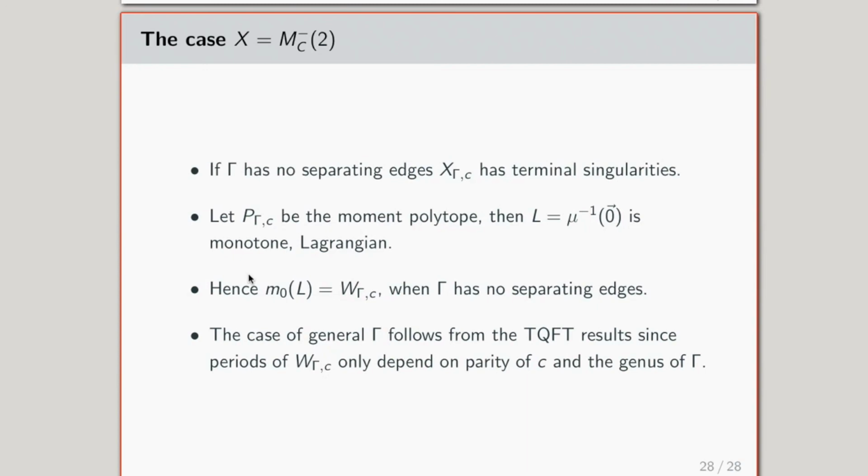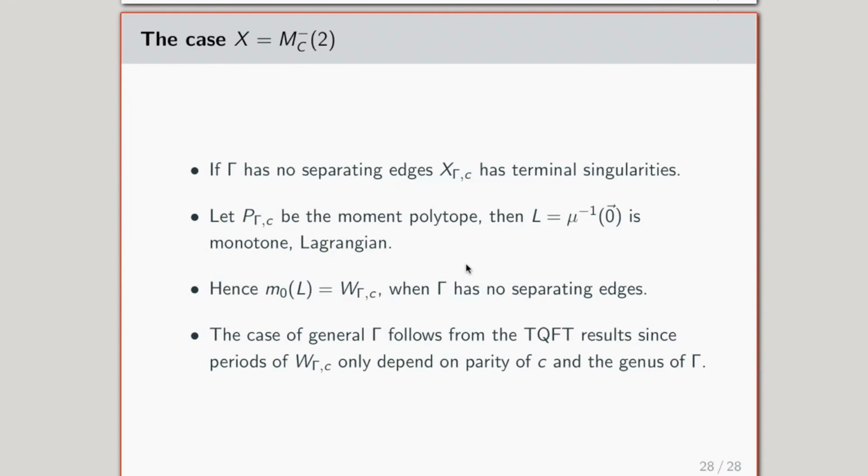And then in this case, the monotone Lagrangian torus is just given by looking at the inverse image of the barycenter, which is 0 in this case, and hence we get the result that the Floer potential equals the graph potentials that we have if gamma has no separating edges.